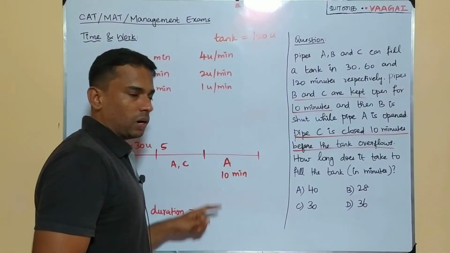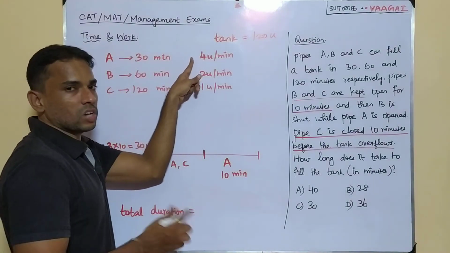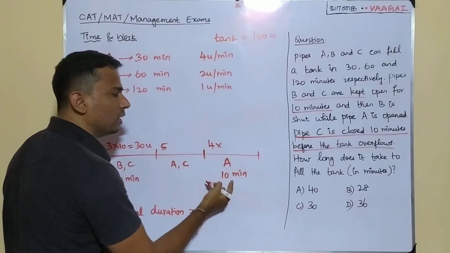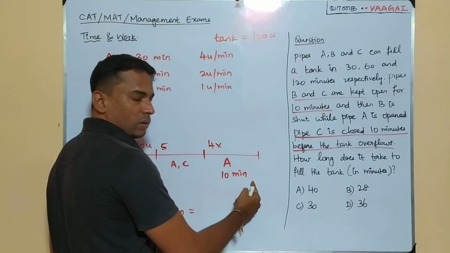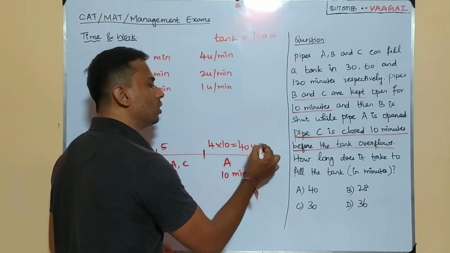And coming to the last part, here A alone is working. So that means here we have to consider the efficiency of A alone. So efficiency of A is 4. In 1 minute, A can fill 4 units. And in that way, A is active for how much time? A is active for 10 minutes. So 4 tens are, here another 40 units are getting filled.